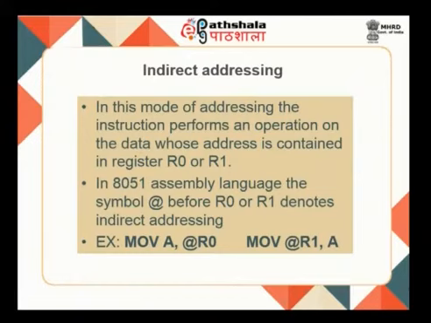So, next is indirect addressing. Here, MOV A, @R0: R0 is the source and A is the destination. What it says is that R0 is the register which holds the address; go and take the data from there and put it in A. So, the @ tells you that R0 is holding an address, not the data. Go to that particular address, fetch the data, and give it to A.